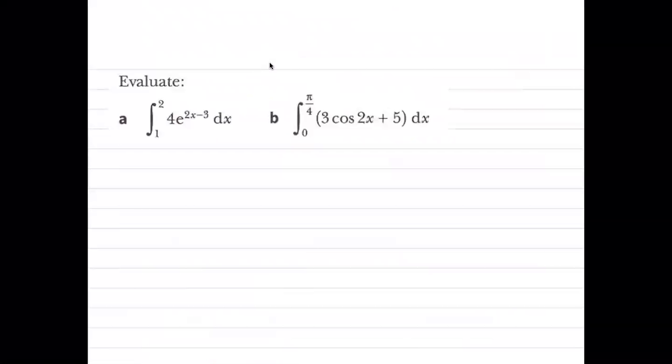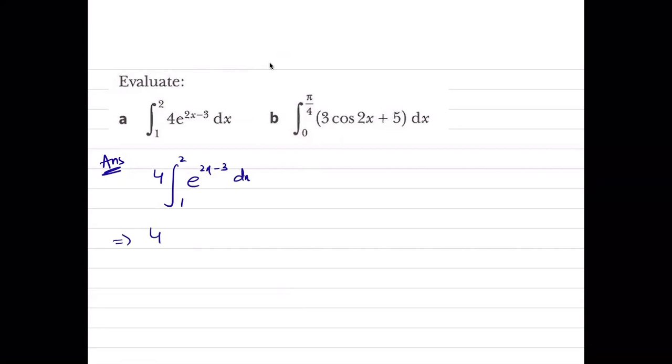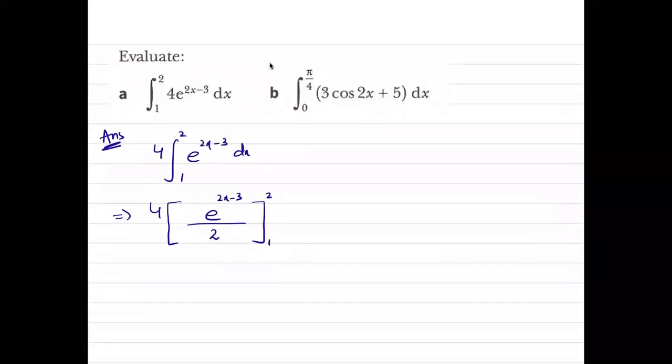Evaluate the integral of 4e to the power of 2x minus 3 with respect to x. So I can show you the working. First of all, you can pull 4 out of the integral sign. Then to integrate this function, you know what is the integration of e to the power of 2x minus 3? It is going to be the same, e to the power of 2x minus 3 divided by the differentiation of the power. And instead of writing plus c, you can just write down the limits because it's a definite integral.